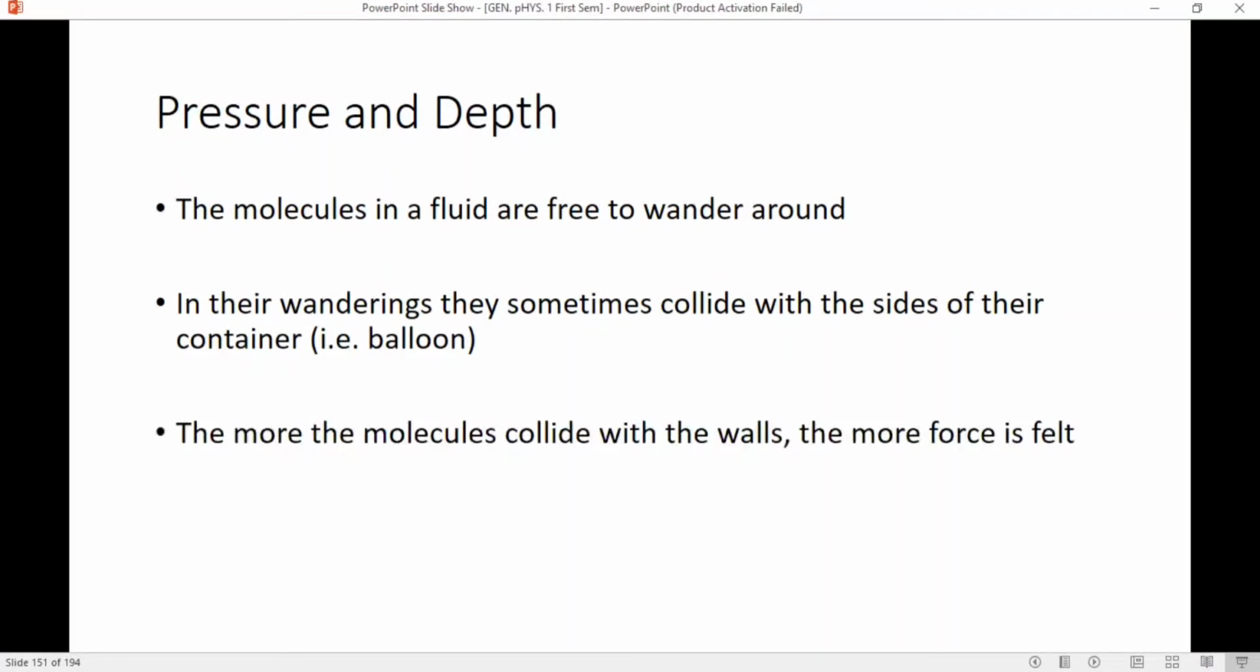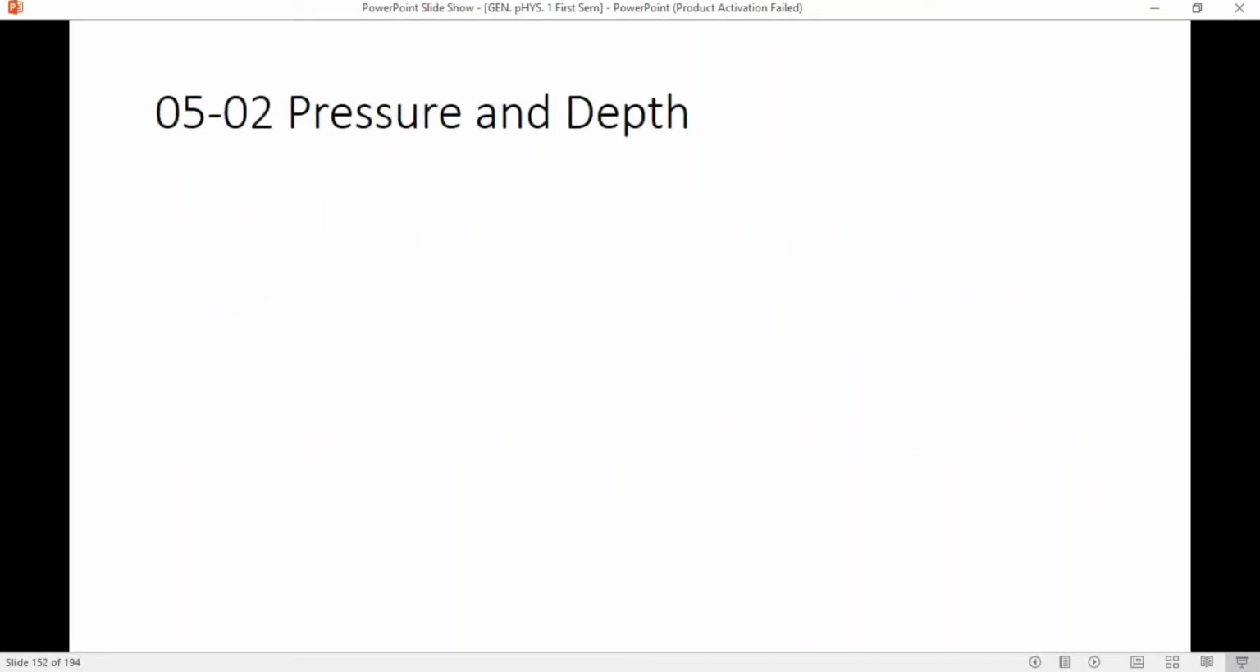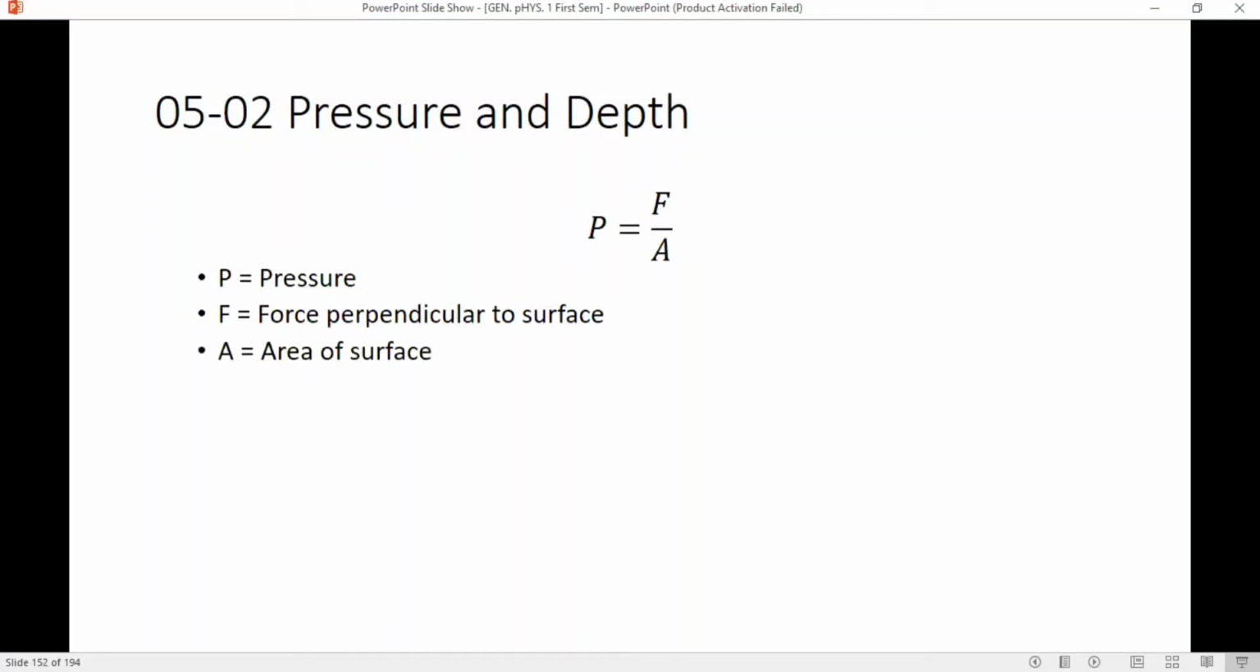The more the molecules collide with the walls, the more force is felt. Kapag maraming collision yung nangyayari sa walls, mas maraming forces yung nararamdaman. Mathematically, pressure is defined as the force per unit area. With this expression, P is equal to F over A, where P is the pressure, F is a force perpendicular to surface, and A is the area.